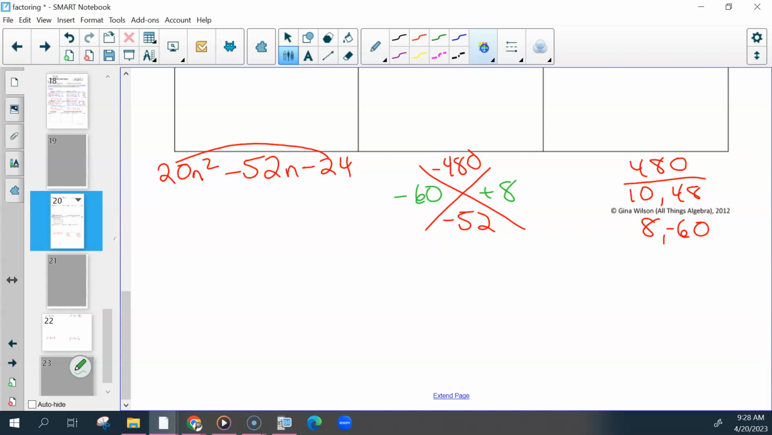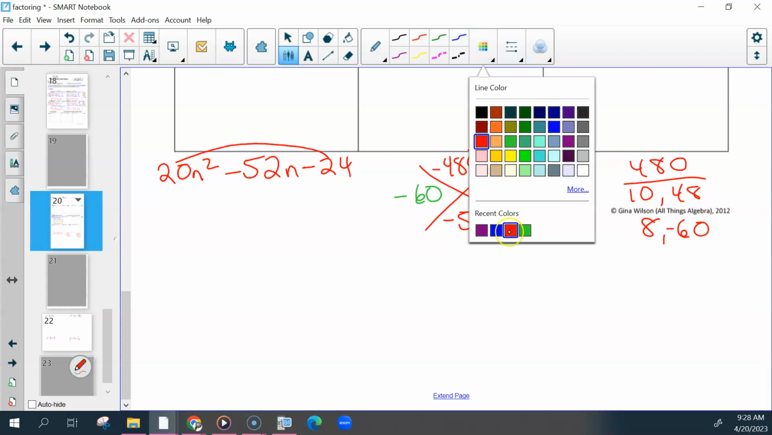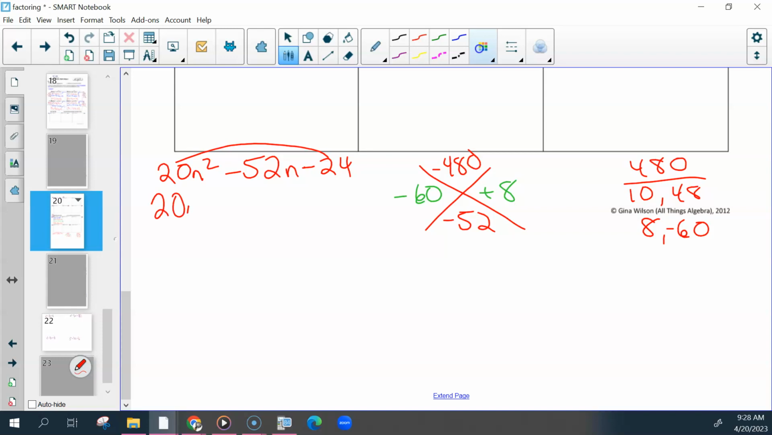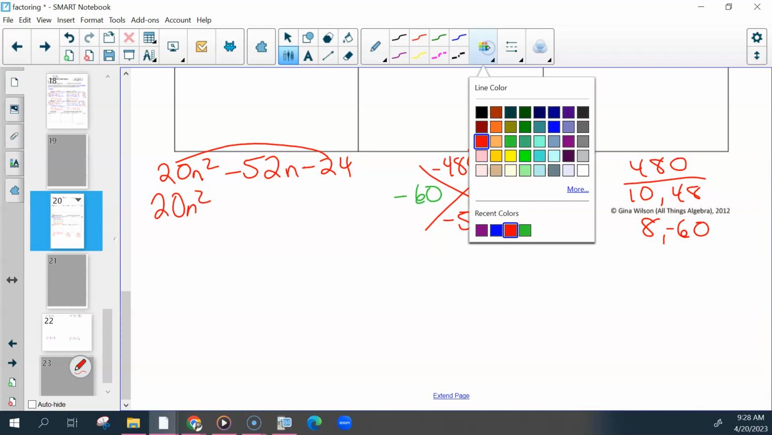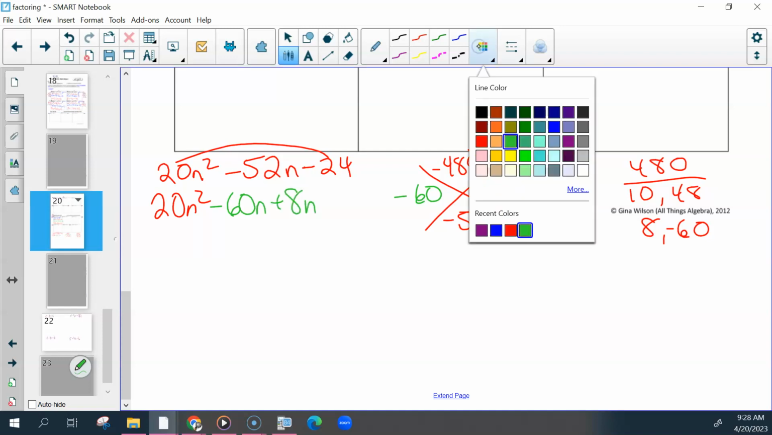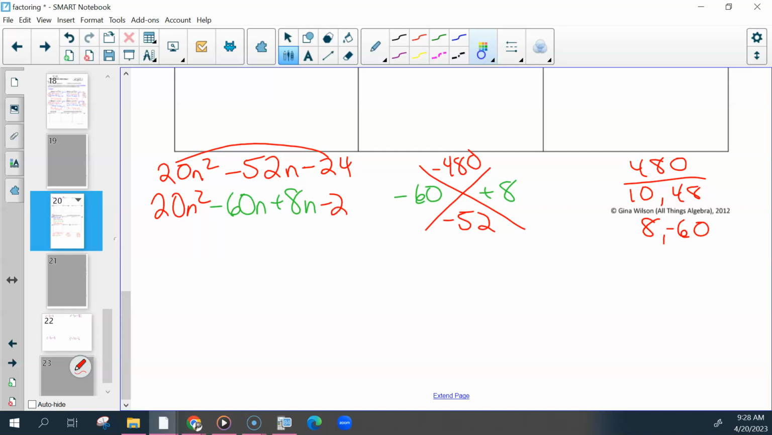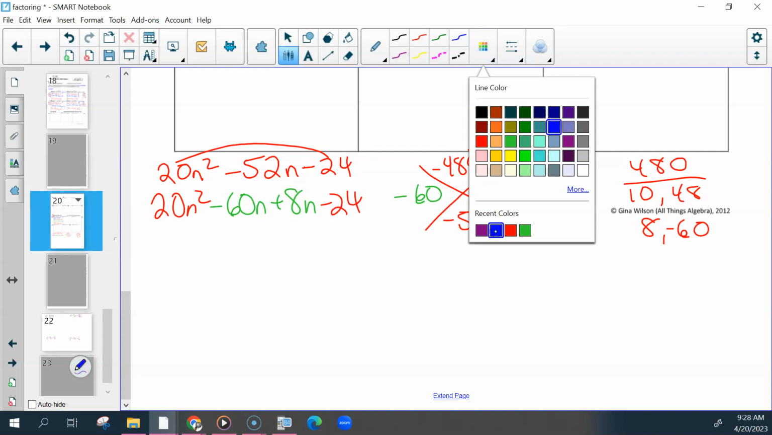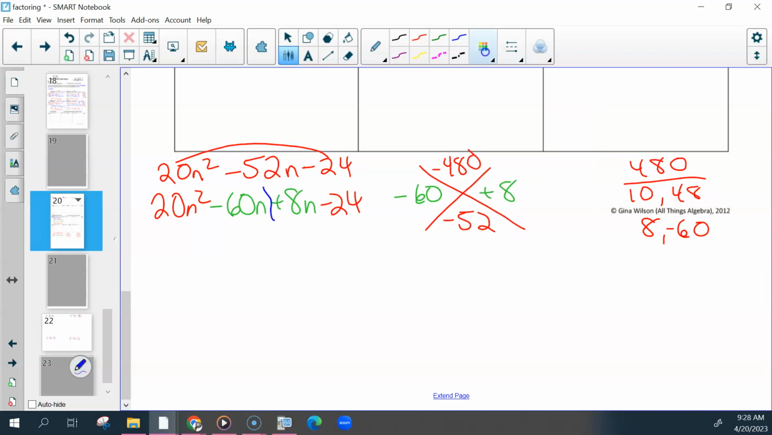So let's rewrite. 20n squared, I'm going to put the 60 with the 20, and then split the middle. What do those first two have in common? 20n.